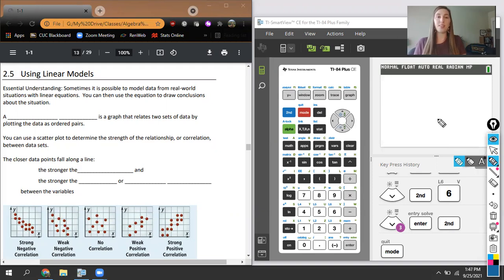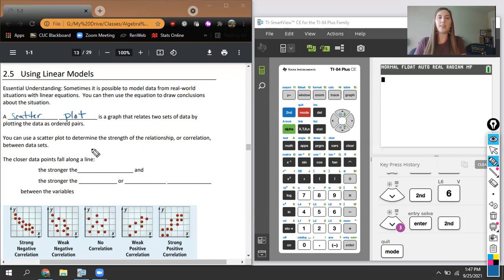By the end of this lesson, you will be able to take real world data and situations and model it with a linear equation. And then we're going to use that equation to draw conclusions about the situation. So first off, let's get our first vocab word: a scatter plot.